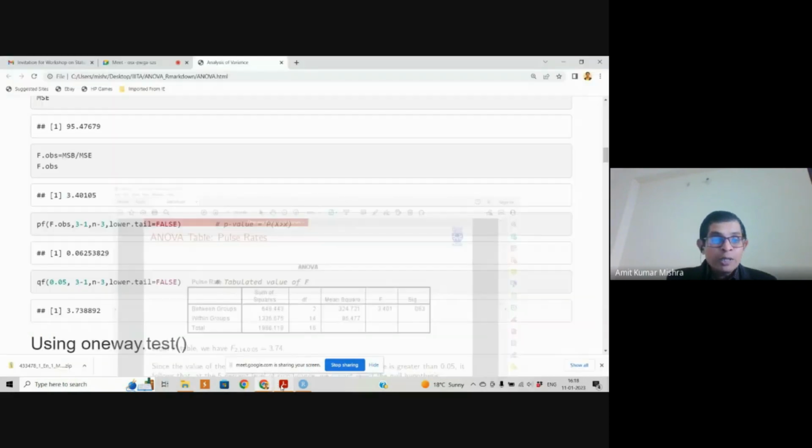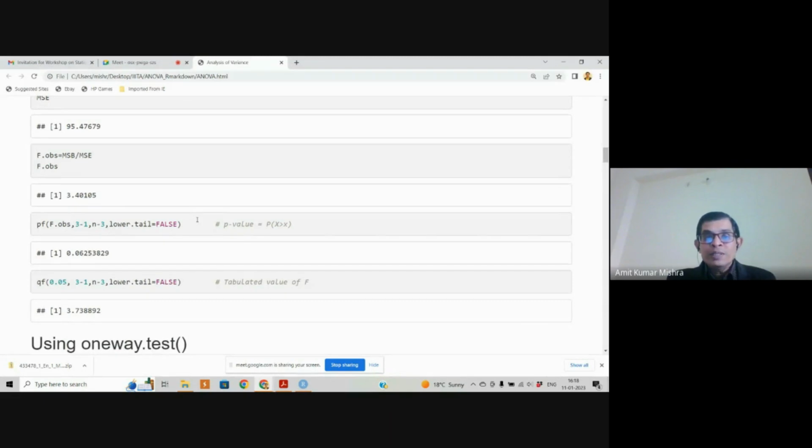So how to find the critical value here? In R, critical value means your test statistic is bigger than something, and bigger than what? Bigger than the observed value if I find the p-value. That means you are finding the pf for f.observe and degrees of freedom, the value of the F distribution at this point with degrees of freedom 3 minus 1 and n minus 3.